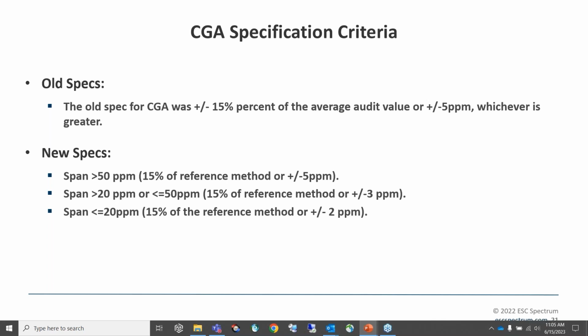And if the span is less than or equal to 20 ppm, it will use 15% of the reference method or plus or minus 2 ppm. Note that StackVision checks the 15% of reference method first to determine pass-fail. If it does not pass using the reference method, then it checks the alternative specification.